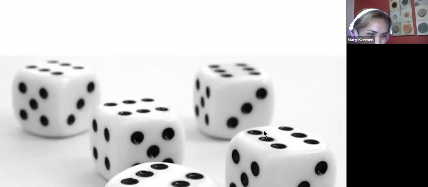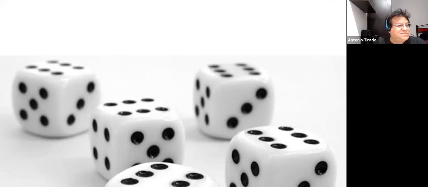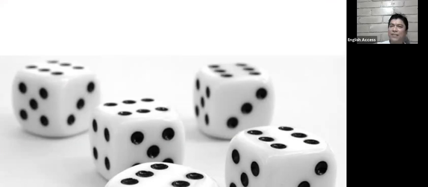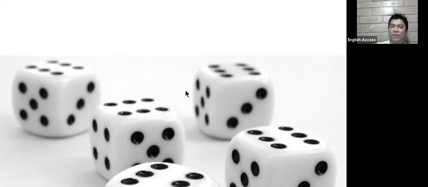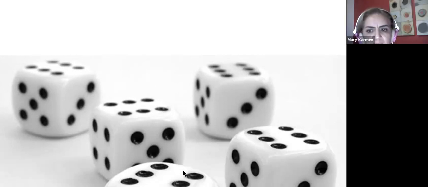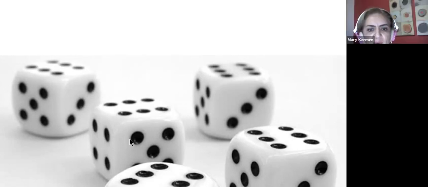All right, what do you see here? 6 and 3 and 5. Can you repeat that? We can see 6, 5, and 3 points in each dice. Yes, we see dice, and everyone is facing 6 up, 5, and 3. 6, 6, and 6, and 5, 5, 5, and 3, 3.